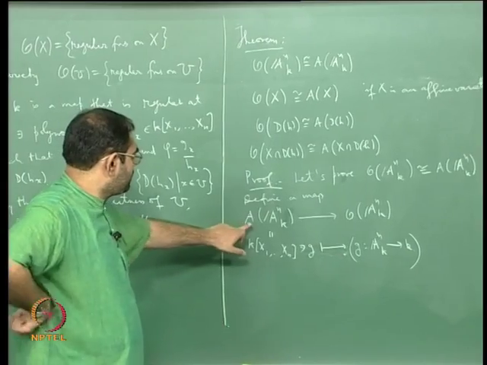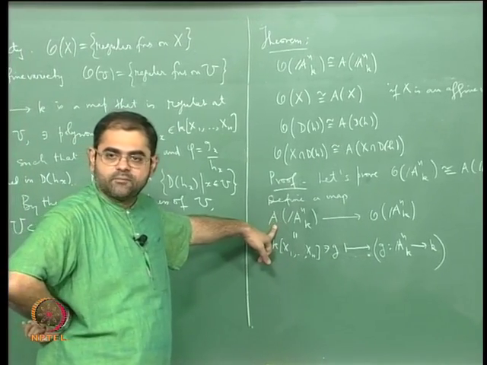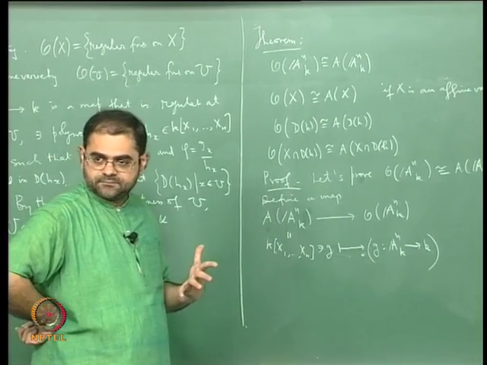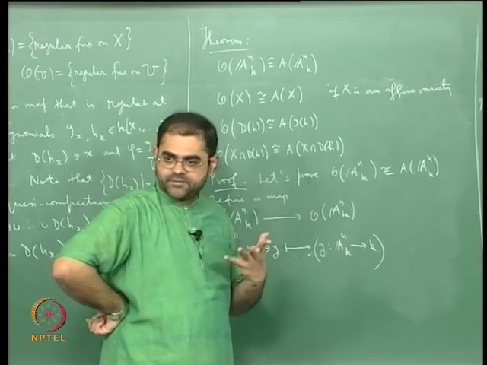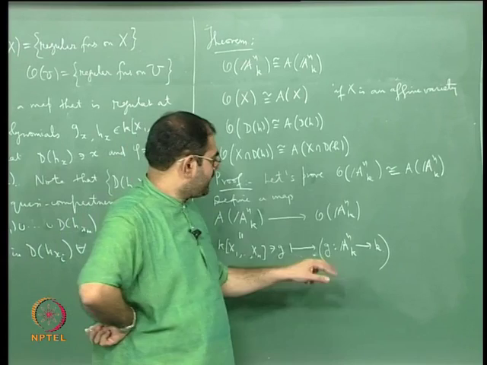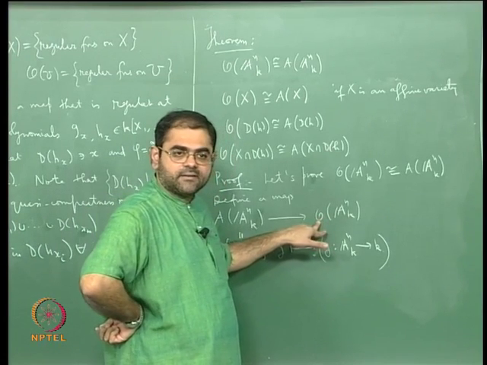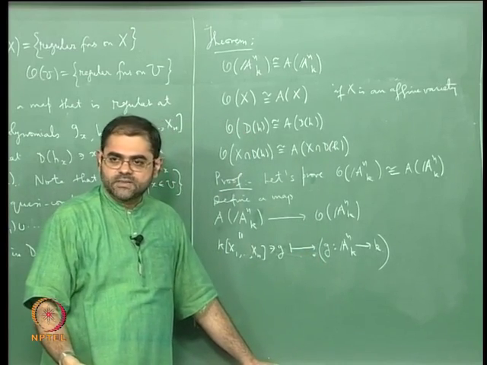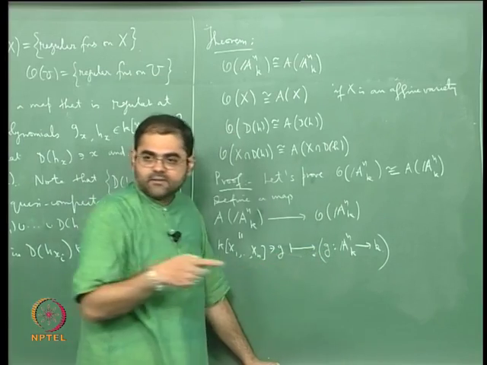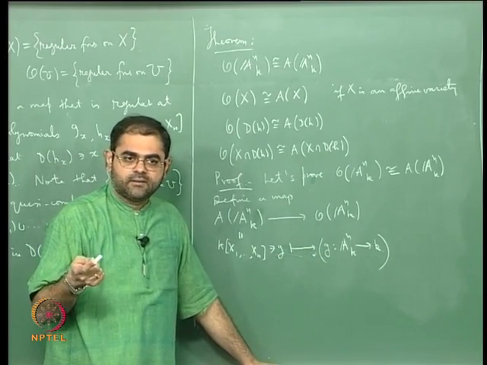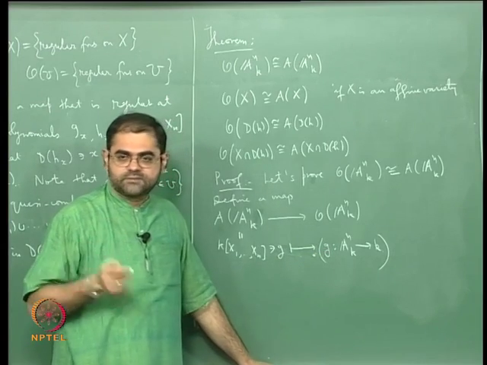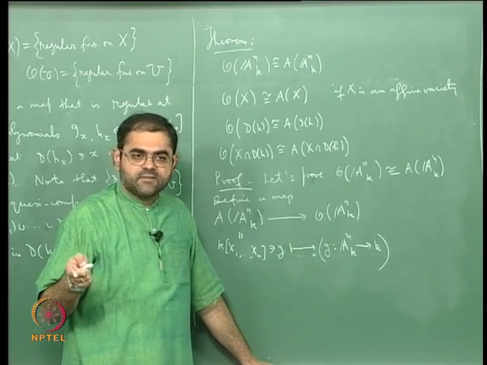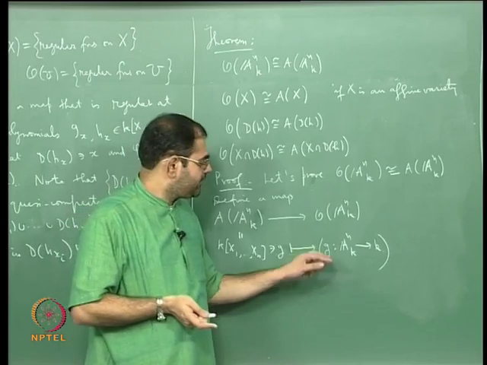So what you do is take an element here. What is it? It's a polynomial in n variables over k, and a polynomial in n variables over k is a function from A^n to k by evaluation. You can evaluate the polynomial at every point, and that is certainly a regular function, because a regular function is something that is locally given by quotients of polynomials, and this is globally given by a single polynomial, and this single polynomial g can be written as g by 1 if you want. The locus where 1 doesn't vanish is everything, and therefore it is also a regular function.